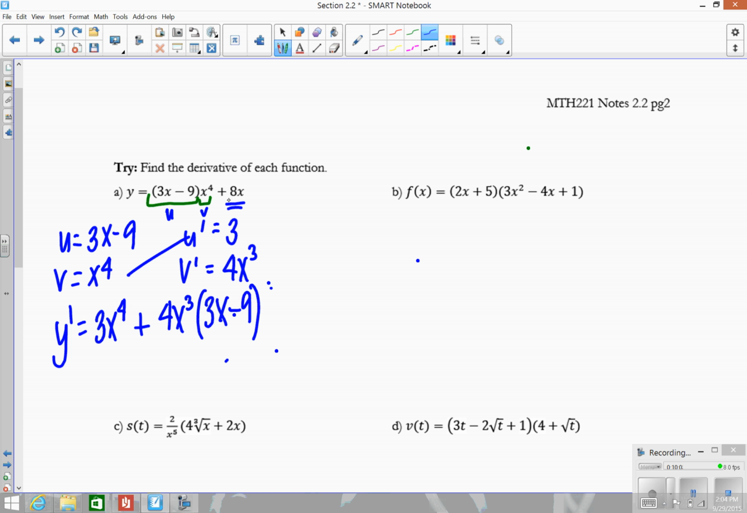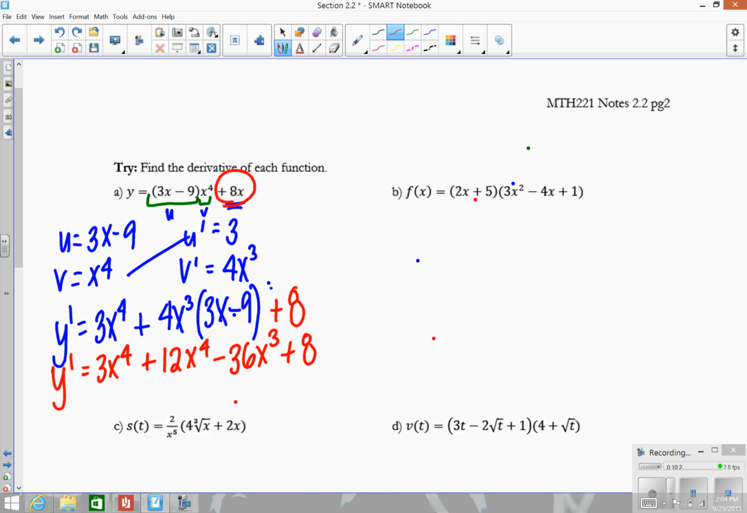And then don't forget about this piece up here. So plus 8 when I take the derivative of that. So now I can go ahead and just simplify this. So y prime equals 3x to the fourth plus, I'm going to go ahead and distribute, 12x to the fourth minus 36x to the third plus 8. So then we can combine these x to the fourth, so we get y prime equals 15x to the fourth minus 36x to the third plus 8.